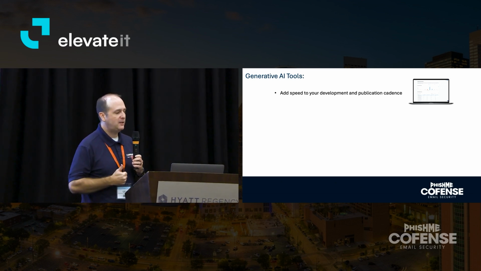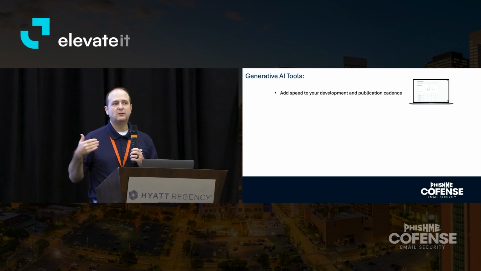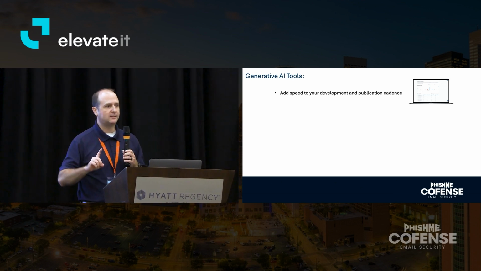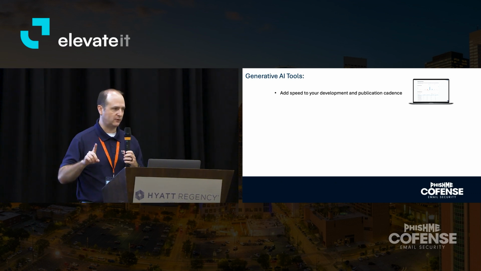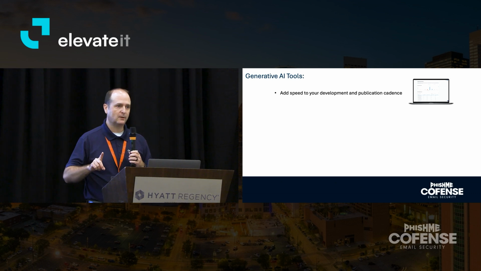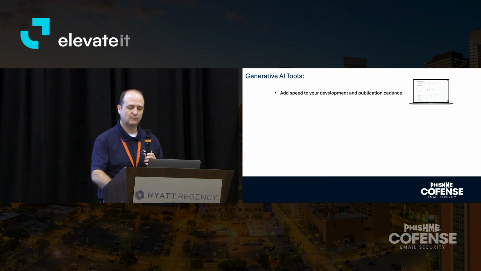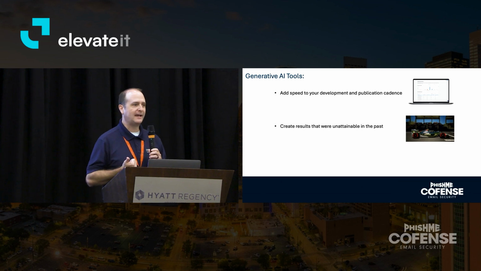So speed to development and publication cadence is key. Two years ago, we were using one AI tool at Cofense in content creation. Now I'm using 14 different tools, and our output has quintupled in terms of titles. In addition to that, we can create results that were a little bit unattainable in the past.